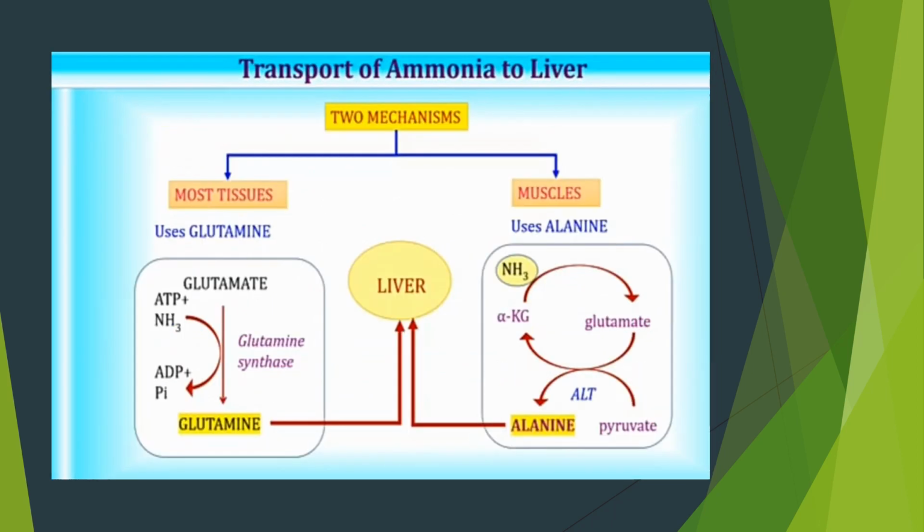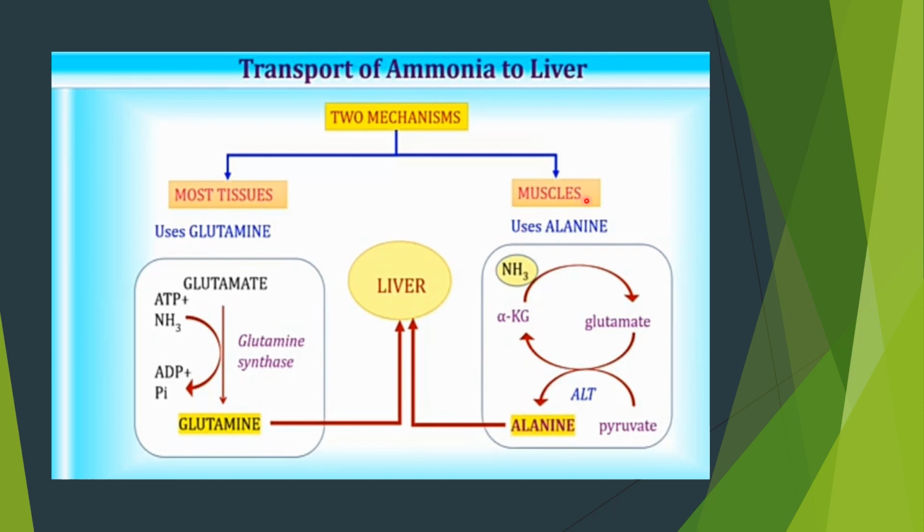As you know, ammonia is highly toxic, so most of the tissues readily convert ammonia into less toxic forms. For example, in most tissues, when ammonia is formed, these tissues combine the ammonia with glutamate to form glutamine with the help of the enzyme glutamine synthetase. Then this glutamine is transported towards the liver via blood, and as it reaches the liver, it is converted into urea by the urea cycle. But most tissues use glutamine to transport the ammonia towards the liver.